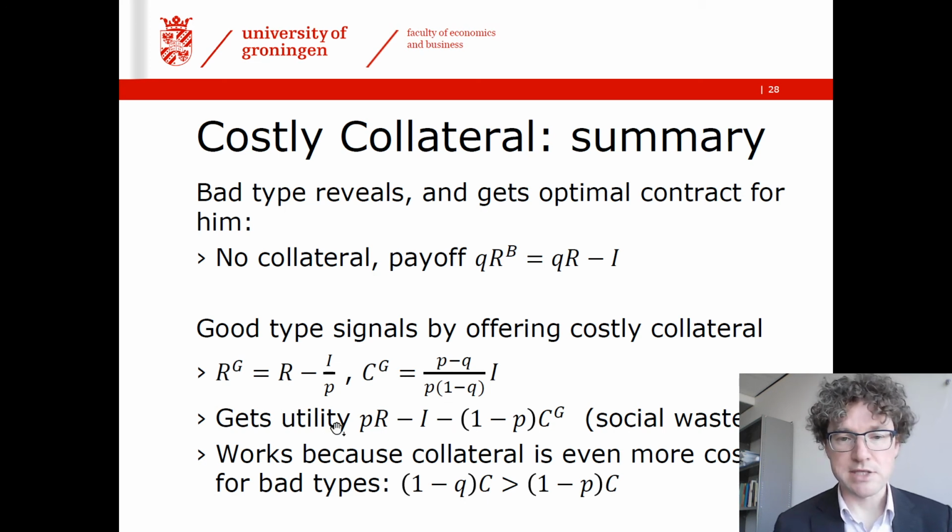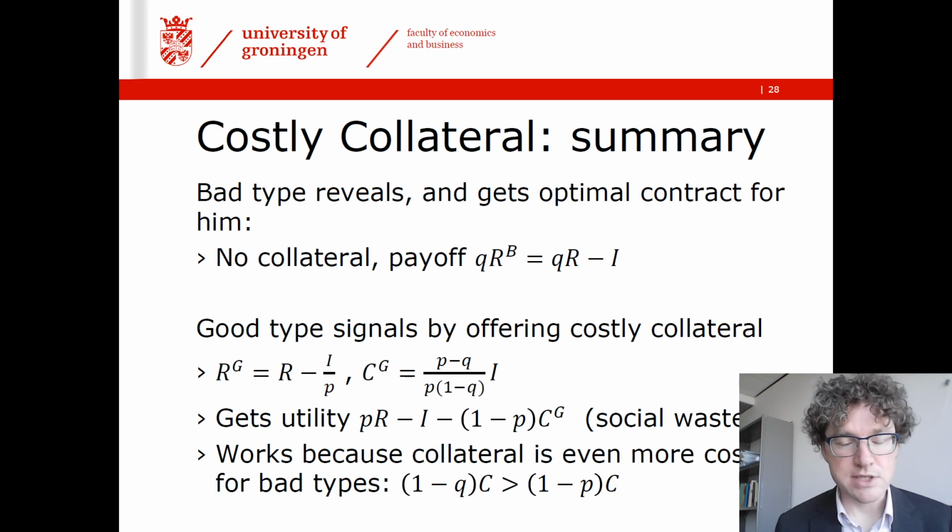So the good type gets the total NPV, but there's a loss here. Even though you're good, you might fail. In that case, you will lose your collateral to the bank, but the bank doesn't value this. So this 1 minus P times CG is going to be the social waste, the inefficiency of posting this collateral.